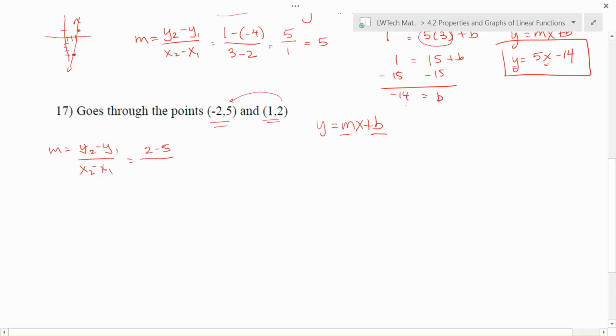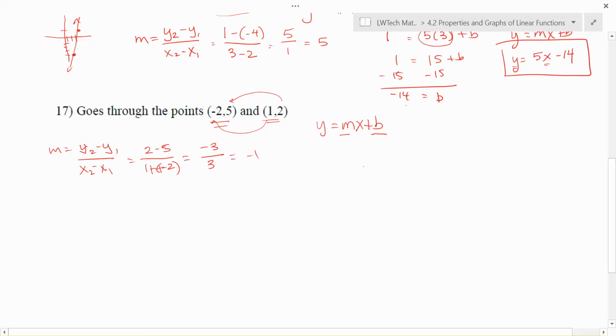Now we'll go ahead and subtract, so it's going to be 2 minus 5 on the top, and on the bottom x2 minus x1 is going to give us 1 minus negative 2. Be super careful with those negatives. Remember, you're always subtracting because we're looking for the change or the difference between x and y values, so just really watch it when you've got those negatives. Here 2 minus 5 gives me a negative 3 on top. 1 minus negative 2 ends up giving me a positive 3 on the bottom, and that reduces to negative 1 as my slope.